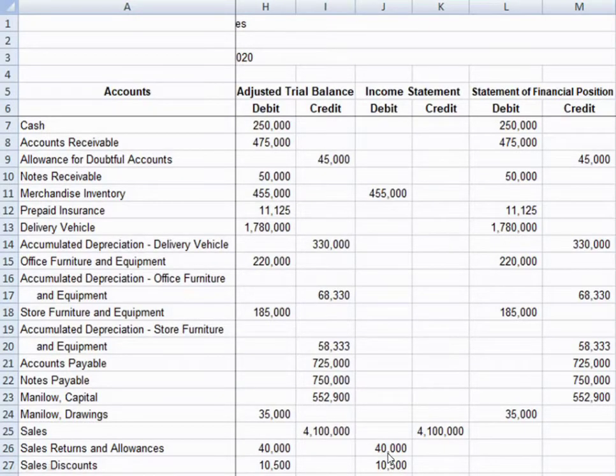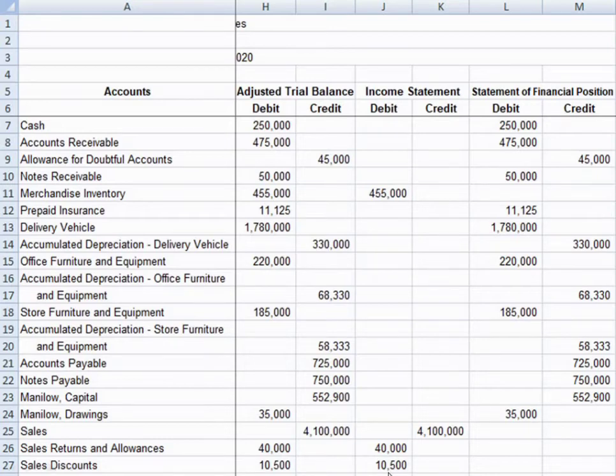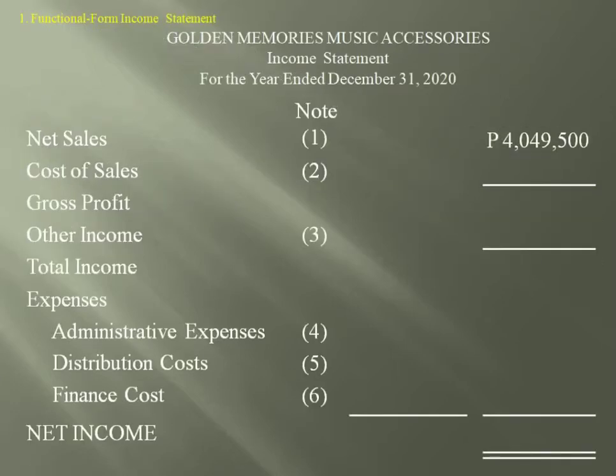Then, sales returns and allowances. Then, sales discounts. 40,000 plus 10,500 equals 50,500. Deduct this amount from 4,100,000 to get the net sales amounting to 4,049,500. This amount now must be forwarded to the income statement.